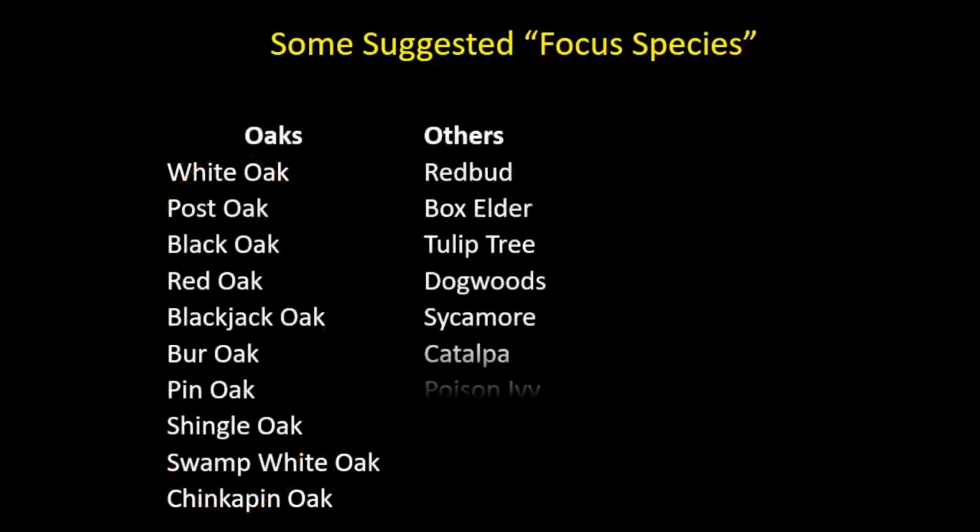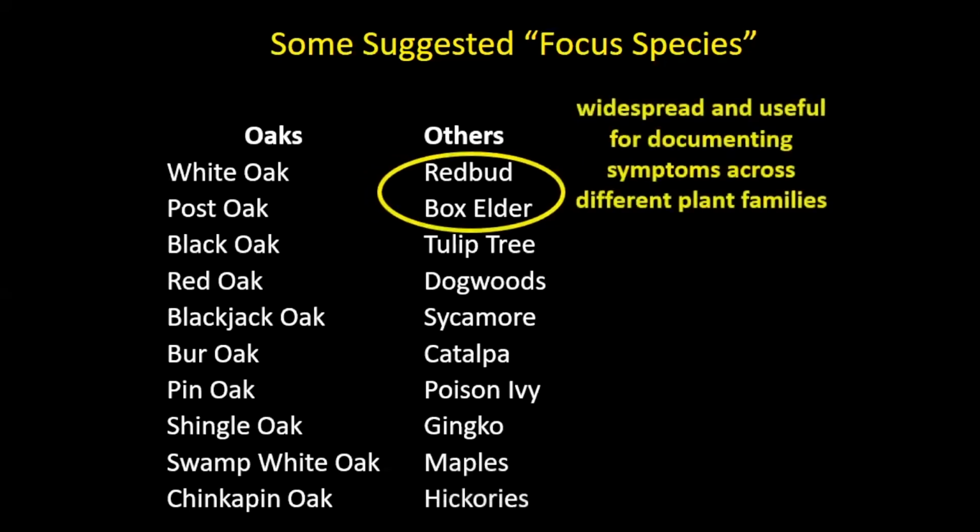Okay, here's another group of species. These are broadleaf trees, not in the oak group. I want to draw your attention to the first two in this list, redbud and box elder. Both of these are widespread. They're quite useful in documenting symptoms from different plant families. The redbud is from the legume family, and box elder is from the maple family. So we not only have the oak family here on the left, but a couple more families if you're looking for redbud and box elder. They also seem to be almost like canary in the coal mine species that tend to show these symptoms fairly regularly.